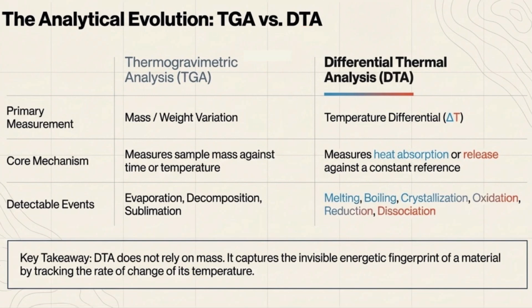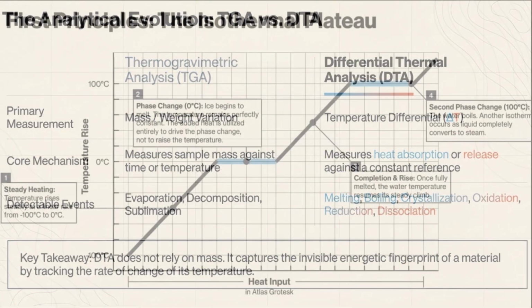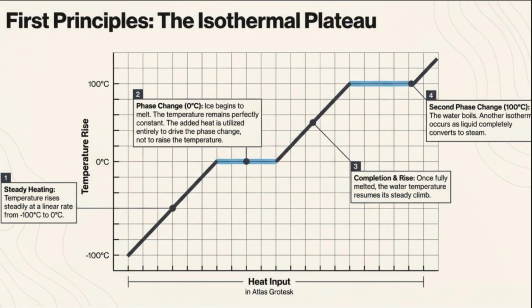So we can simply say that DTA does not rely on mass; rather it helps us measure invisible energetic changes that are occurring in a material, and that material is then identified on the basis of its particular DTA pattern or fingerprint. And how is this fingerprint obtained? Simply by tracking the rate of change of its temperature. Well, this example will help us and solve many of our queries.